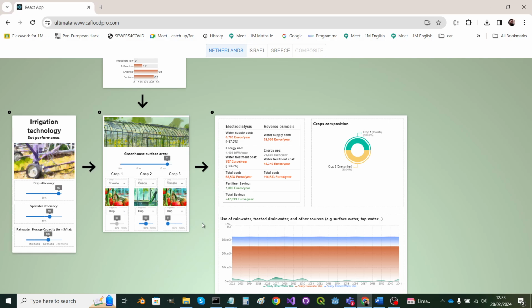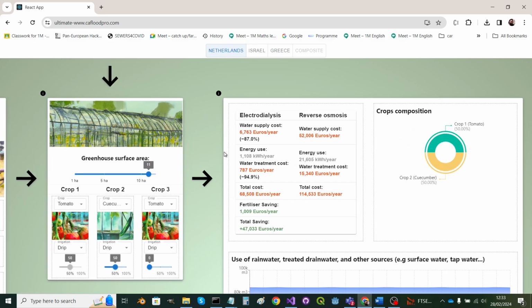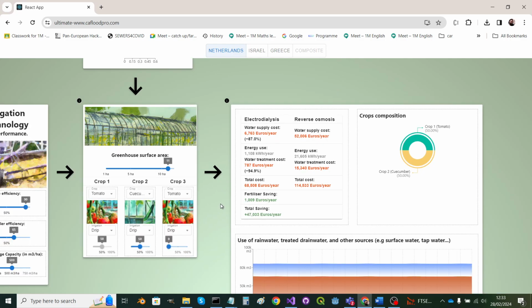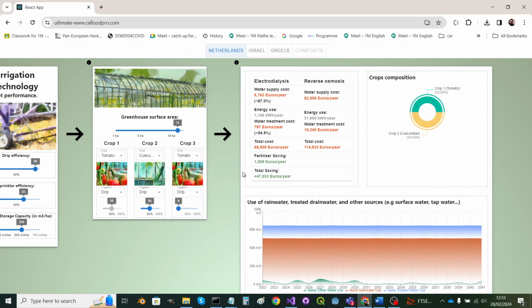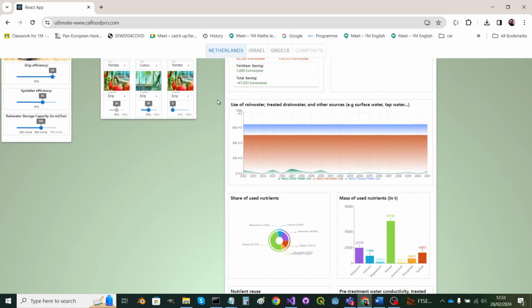One of the most important aspects of the Netherlands case study is that you've got this cost benefit analysis there that shows you what you gain, what you save money wise, water wise, energy wise, when you use this electrodialysis technology to recover water and nutrients as opposed to the standard filtration system known as reverse osmosis. So there is a significant amount of savings in that case that can be realized.